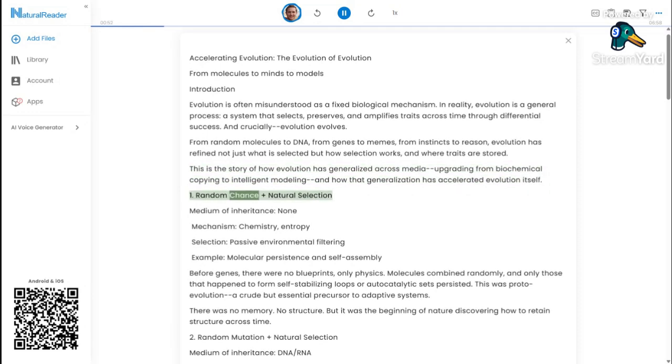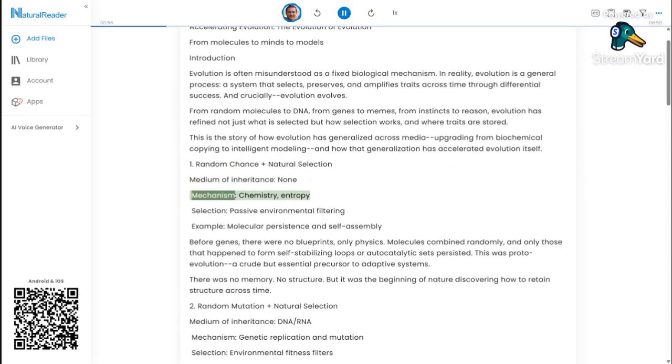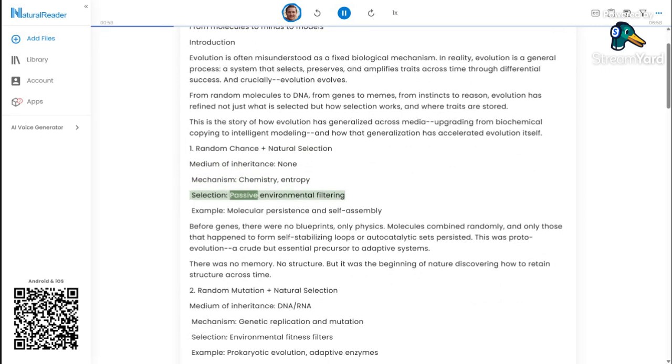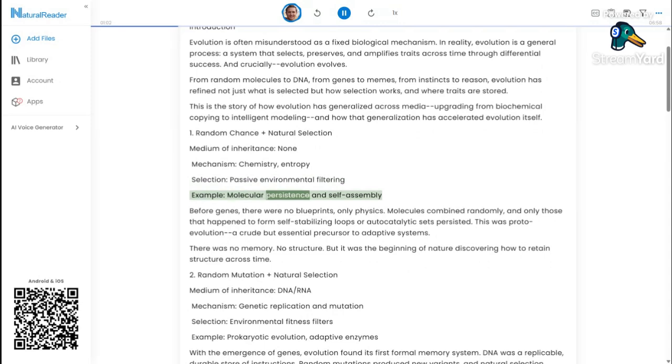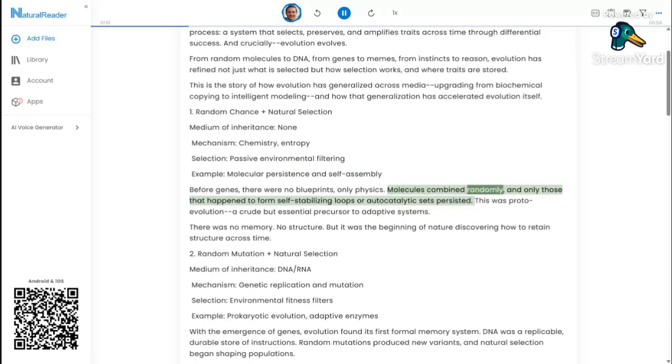1. Random chance plus natural selection. Medium of inheritance: none. Mechanism: chemistry, entropy. Selection: passive environmental filtering. Example: molecular persistence and self-assembly. Before genes, there were no blueprints, only physics. Molecules combined randomly, and only those that happened to form self-stabilizing loops or autocatalytic sets persisted.